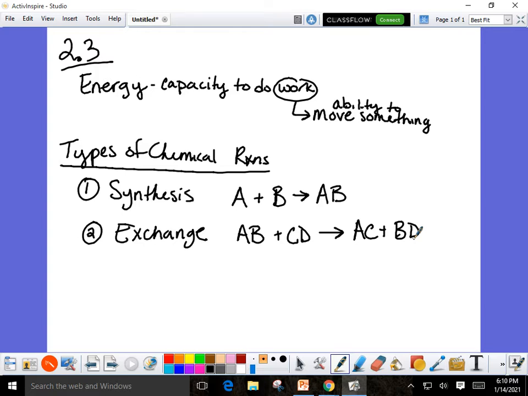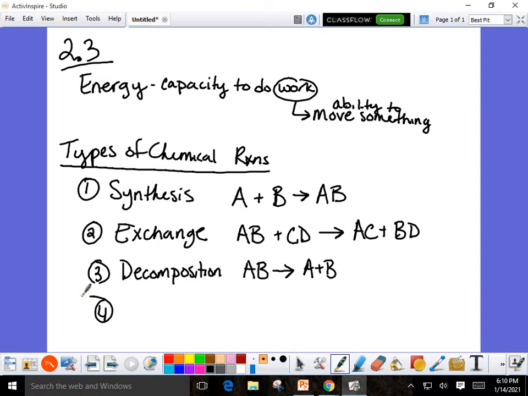Okay, now reaction number 3 is called a decomposition reaction. And a decomposition reaction is the exact opposite of a synthesis reaction. So you start off with a compound of some kind, and what you're doing is you're breaking apart that compound, so you end up with just its individual parts. Okay. Reaction number 4 we call a reversible reaction.